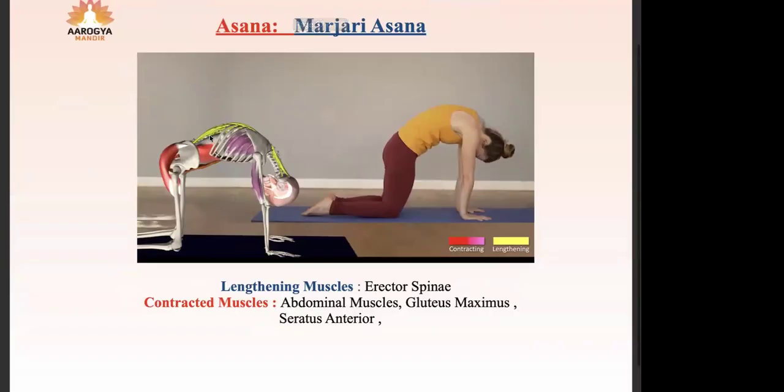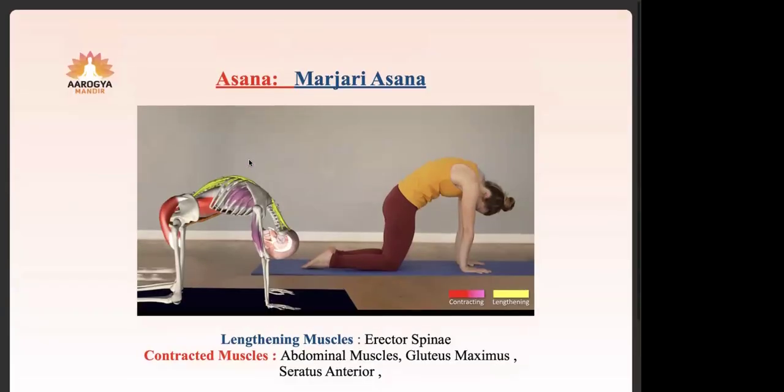See, while you are doing a stretch over here, the erector spinae is beautifully getting stretched. And the contraction of the abdominal muscles and the glutes can be seen over here, and the serratus muscle over here. And of course, you can see the triceps also getting stretched and contracted.